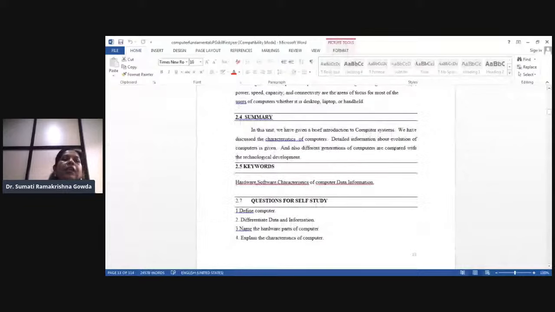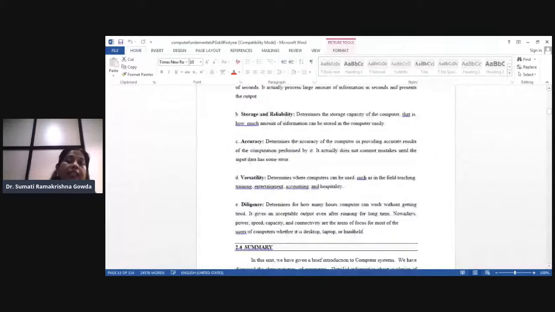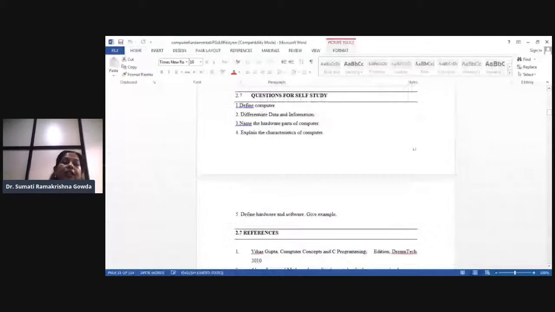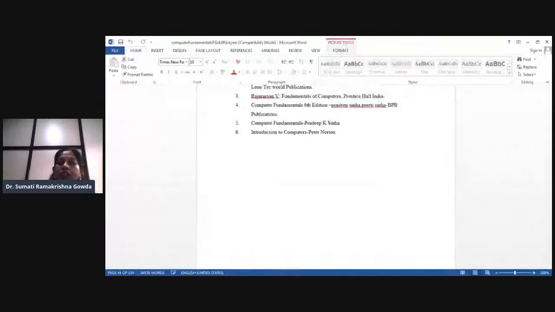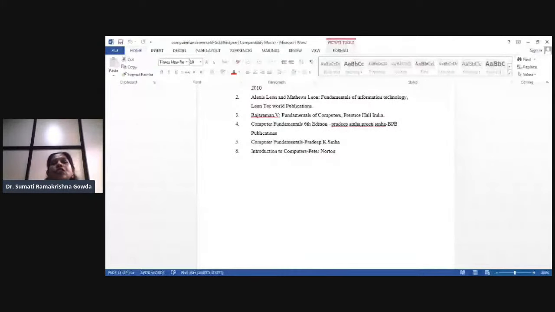Now you have learned the characteristics. Characteristics means what? Speed, accuracy, storage, reliability, versatility, diligence, huge storage. They are all characteristics or features of a computer. Dear students, hope you have understood the history of computers, generation of computers, definition of a computer, how the data is processed inside the computer, what hardware means, what software means, and characteristics of a computer. All this you have learned. Hope you don't have any doubts.